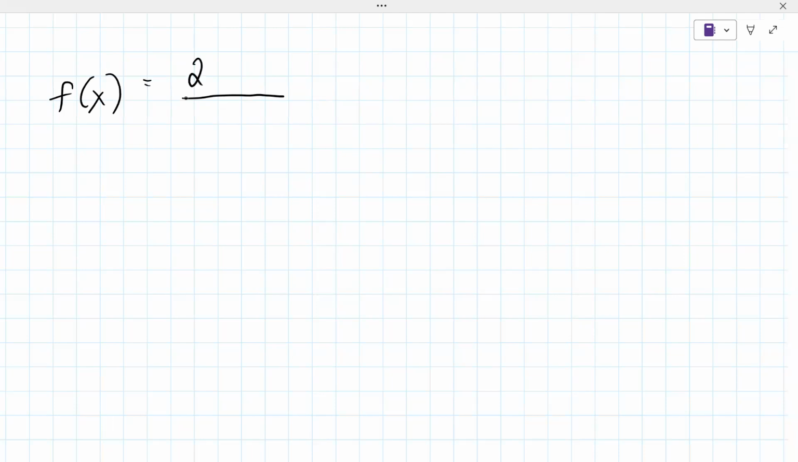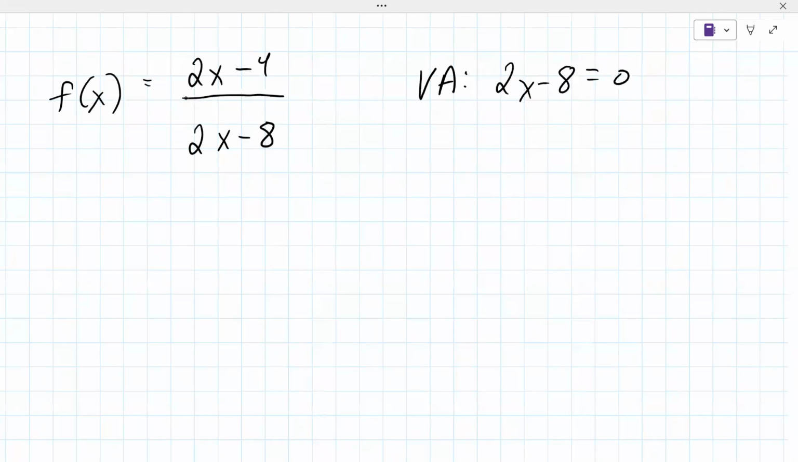Ready to get started? All right, here's a new problem for you to look at. Can you tell me how to find the vertical asymptote by looking at your notes, please? You have to set the bottom to zero. So that's 2x minus 8 equals 0. Could you solve that for x, please?